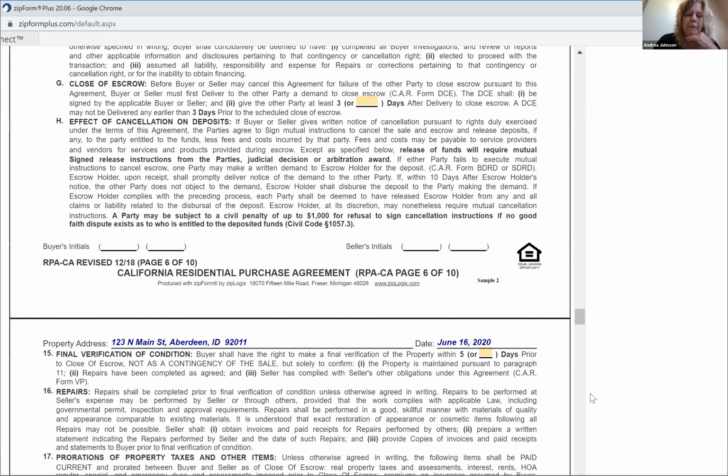So you would be pointing out to the party who's dragging their heels about signing that they could be subject to a civil penalty, in addition to not getting the deposit anyway, or getting their deposit back pursuant to having issued the BDRD or SDRD.